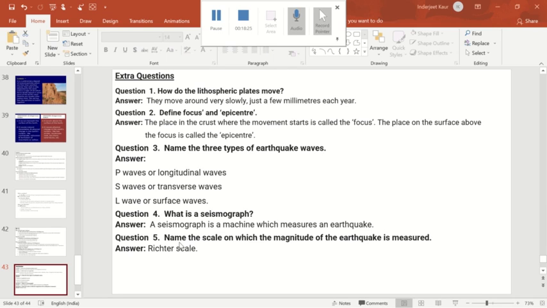Question number 5. Name the scale on which the magnitude of the earthquake is measured. That is the Richter scale. You know the distance between your house and your school that you measure in kilometers, isn't it? The distance between your house and your school is a few kilometers, maybe 5 or 6 or 10 or 13. But when we measure an earthquake, we measure it on the Richter scale. Fine? The Richter scale is the magnitude through which we measure the earthquake.